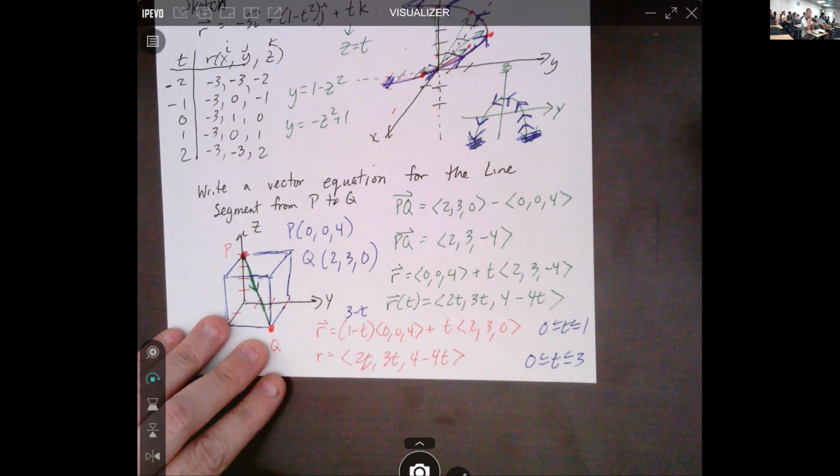And this is 3 times that. And then when t equals 3, 3 minus 3 is 0. The first one goes away, and we have our time component of that one.